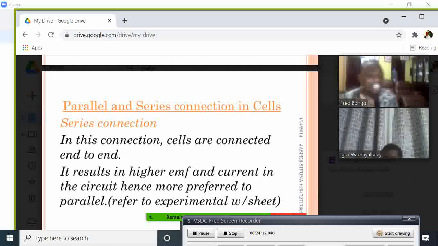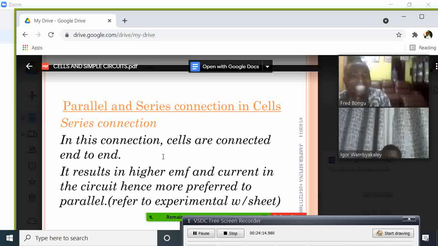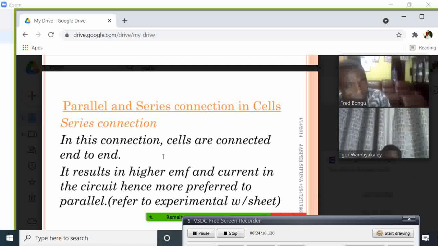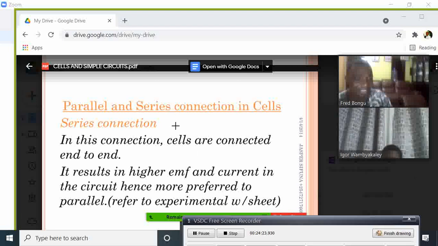The series connection is a connection that is end to end, where the positive is connected to the negative of the other, so we call it end to end connection. For instance, if that is a cell, it is connected to another cell, that's another cell. This is a series connection, in that we have a cell, another cell, another cell, another cell. Those are the series connection of cells.